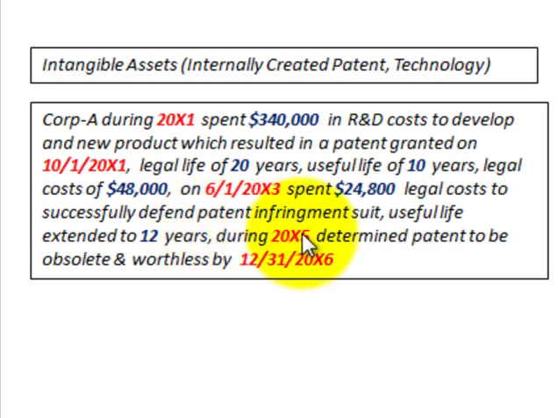And during 20X5, 2 years later, they determined that the patent would be obsolete and worthless by the end of 20X6. 2 years later, on 12/31/20X6, they determined that the patent would be useless or worthless.